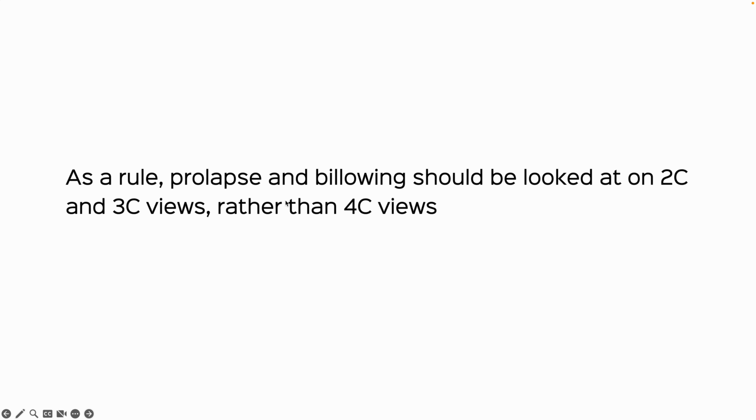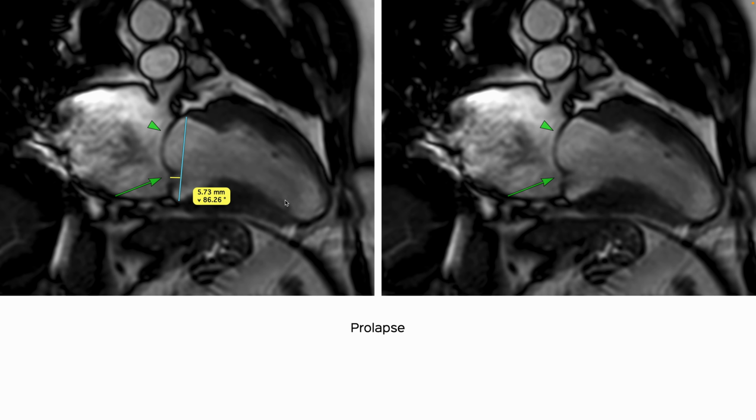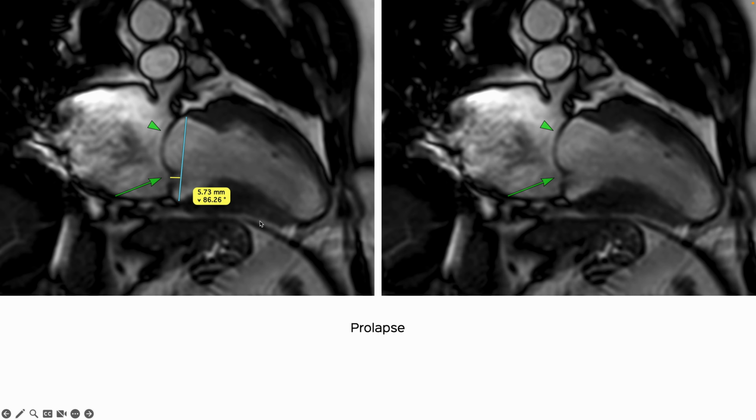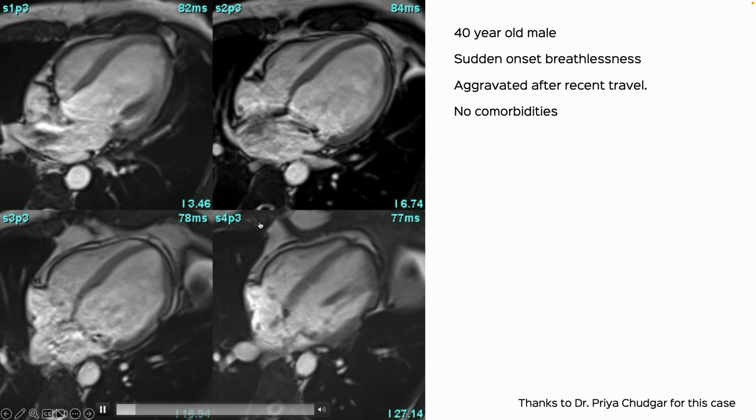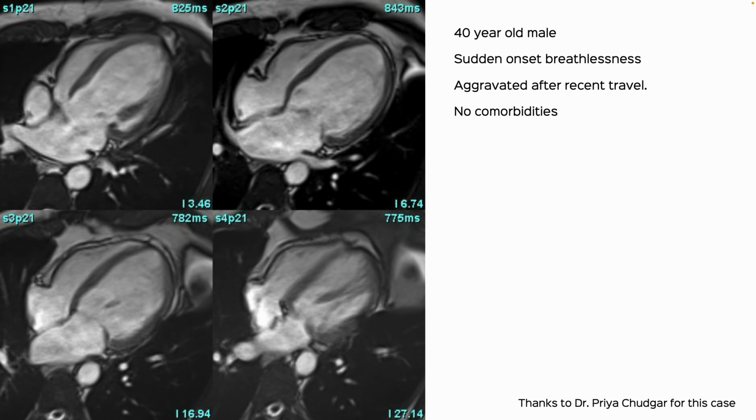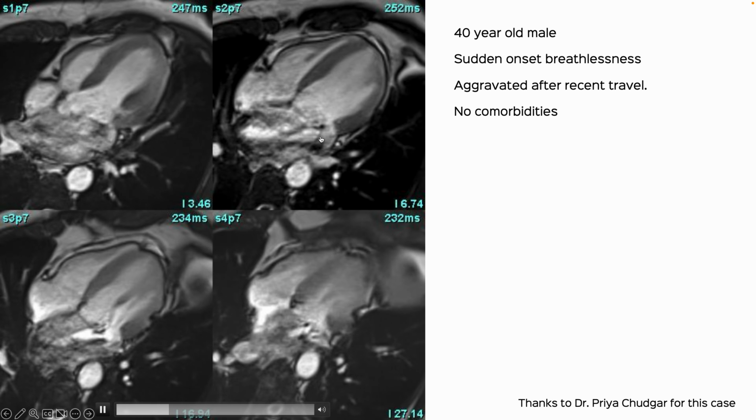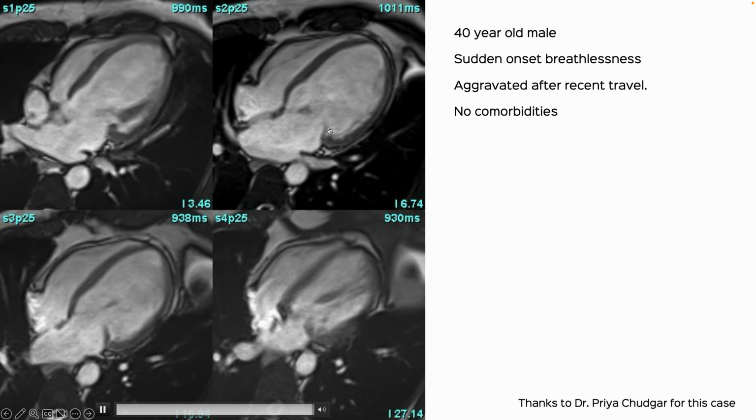Now, prolapse and billowing should be looked at on 2 and 3 chamber views rather than 4 chamber, as this case shows. Here we can clearly see the prolapse, but on the 4 chamber you don't really see it very well. Then what about flail leaflets? And Priya lent me this case because I couldn't find one. And here you can see the posterior mitral valve leaflet.